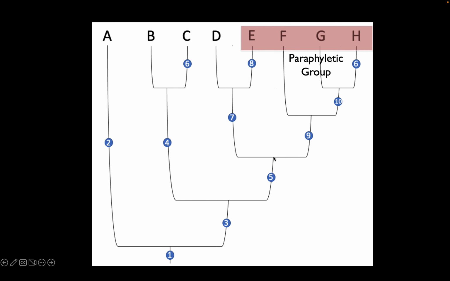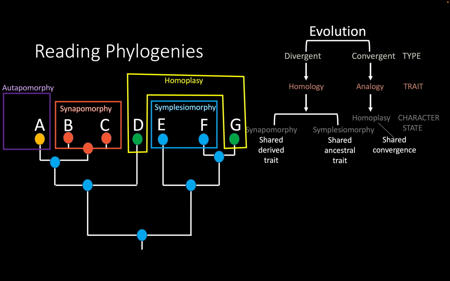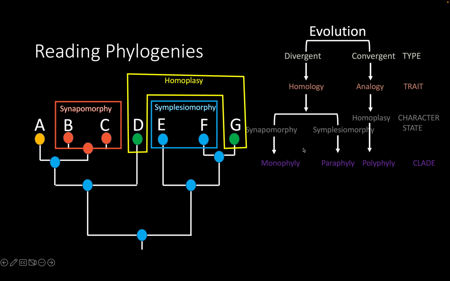Well, it has to be everybody that branched off that branch. So it's got to include D as well. So if we're looking back at this description again, if you group by a synapomorphy, something that's shared and derived, you're going to end up with a monophyletic clade because everybody's got it. If you group by a symplesiomorphy, you may accidentally make a paraphyletic clade, where you're leaving somebody out. And then if you group by a homoplasy, you get this polyphyletic clade where it's just two random species on the tree.